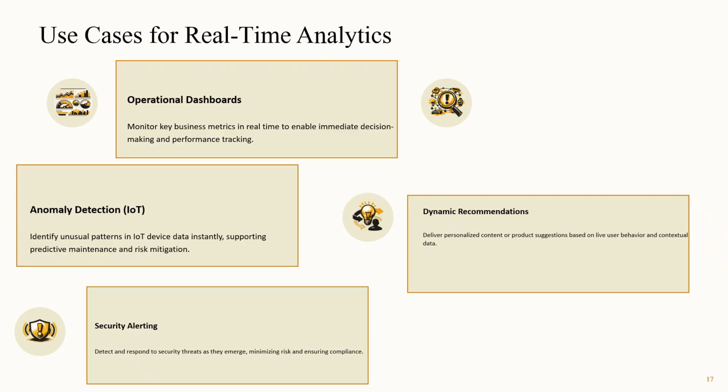So, use cases for real-time analytics. Fabric supports scenarios such as real-time operational dashboards, anomaly detection in IoT fleets, dynamic recommendation engines, and alerting systems for security breaches, which is very important. These use cases benefit from Fabric's low latency ingestion and scalable processing to maintain continuous visibility and rapid response.